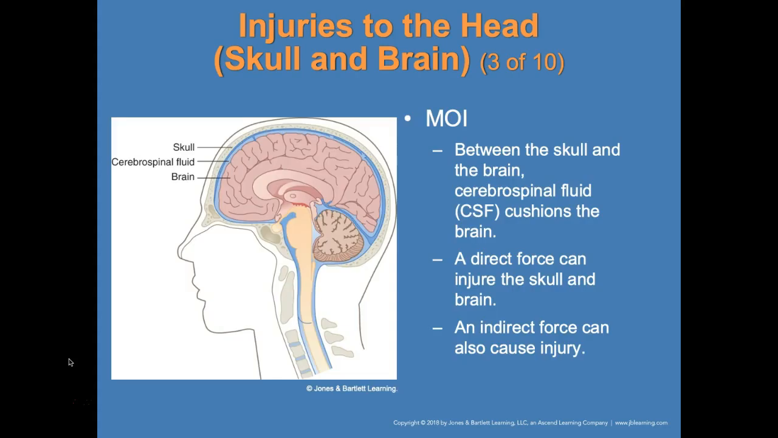Injuries to the head, MOI, mechanism of injury. It's important to remember that between the skull and the brain, we have that cerebral spinal fluid, and this cushions the brain in there. A direct force, so directly striking the windshield in an accident, getting hit in the head with a hammer or a baseball bat. These are direct forces. These can injure the skull and the brain. An indirect force, so after we've been in that car accident, we were strained, we didn't have a direct force on our brain, but the whiplash, the movement of our head rocking back and forth quickly has caused that brain to shift around in there, bounce around inside the skull.